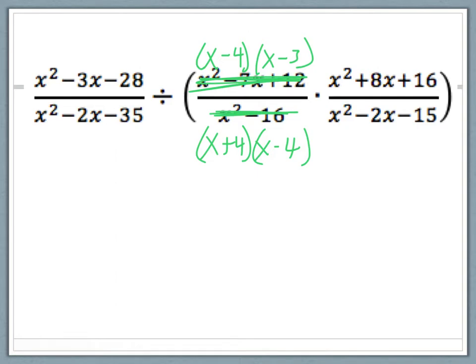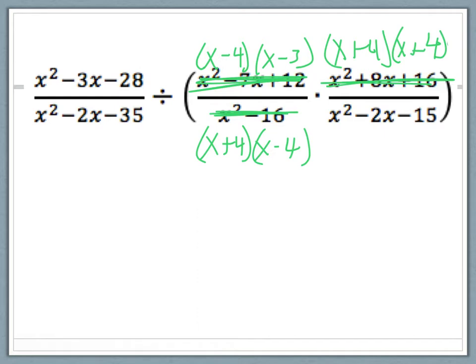What multiplies to 16 and adds up to 8? Well, that's positive 4 and positive 4, so that's going to be x plus 4, x plus 4. I'll just use that 4, and let's erase the other one. Perfect. Okay, and then on the bottom, I'm done with that one.